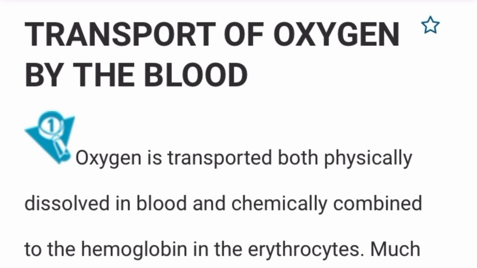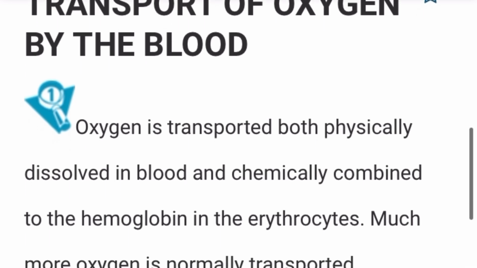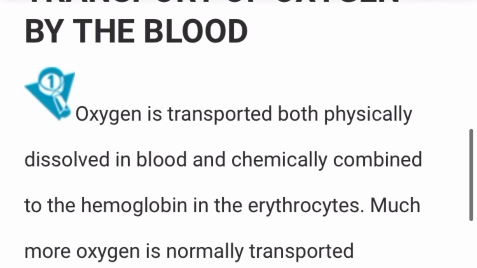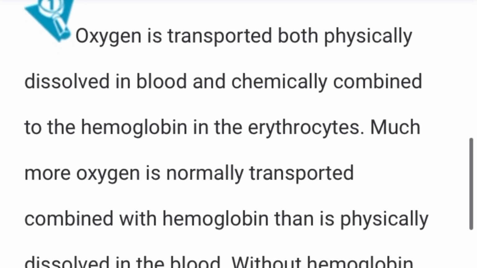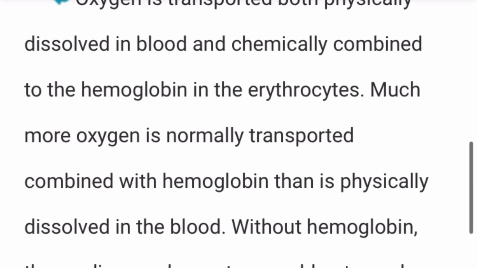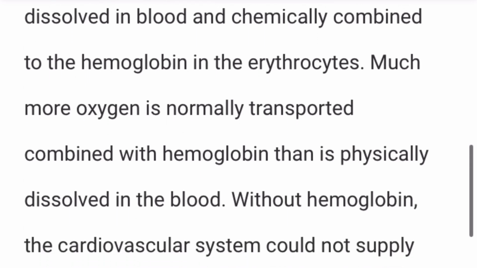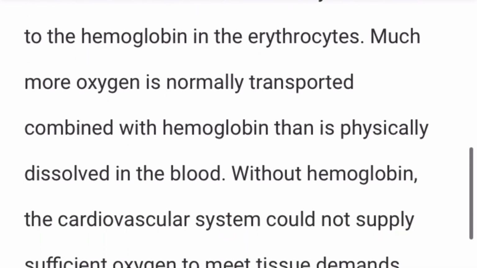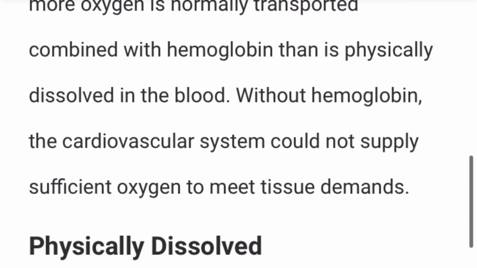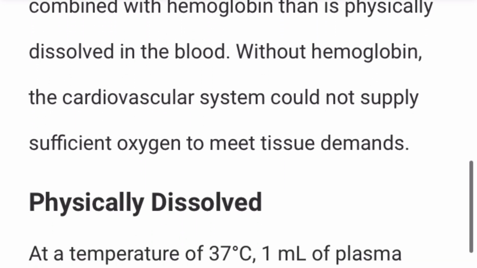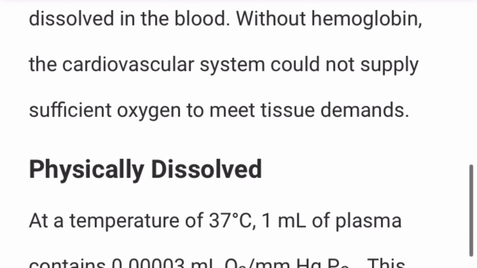Transport of oxygen by the blood. Oxygen is transported both physically dissolved in blood and chemically combined to the hemoglobin in the erythrocytes. Much more oxygen is normally transported combined with hemoglobin than physically dissolved in the blood. Without hemoglobin, the cardiovascular system could not supply sufficient oxygen to meet tissue demands.